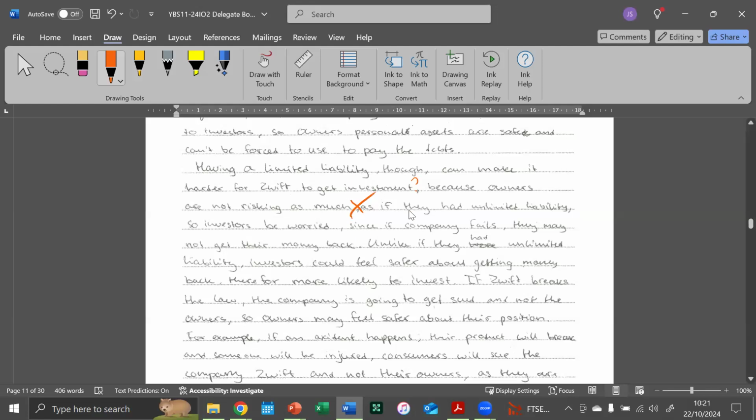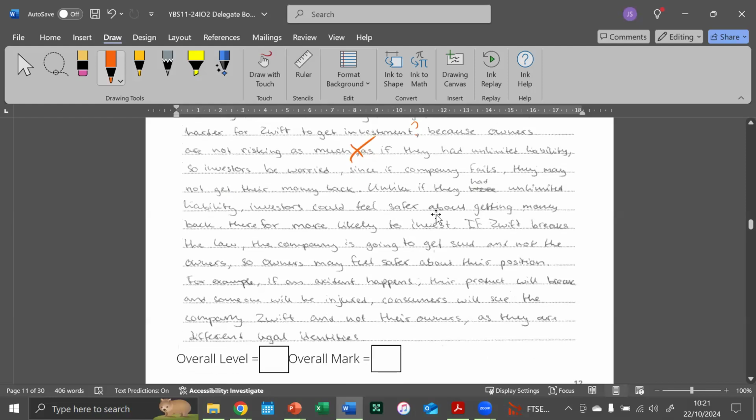Okay. I was perhaps thinking there that we're going to talk about something else in terms of getting bank loans, because of limited liability making it harder to get bank loans because banks are worried that the company might fail and the bank loan might not be repaid, but we've definitely not got anywhere near that. So it's bits and pieces. I've got something here. If Zwift breaks the law, the company is going to get sued and the owners may feel safer about their position.